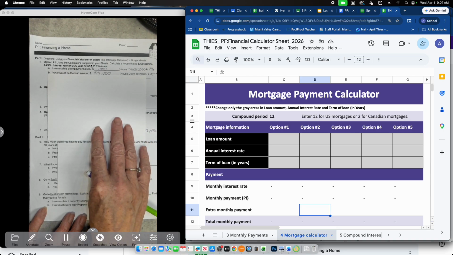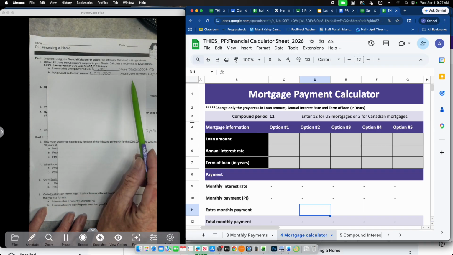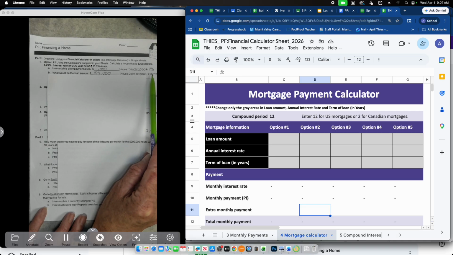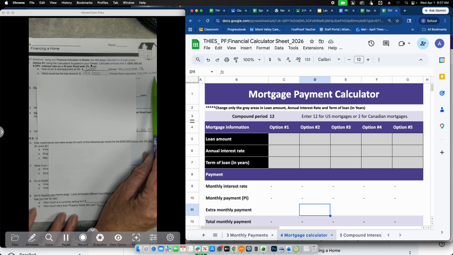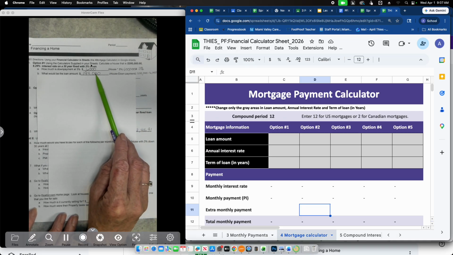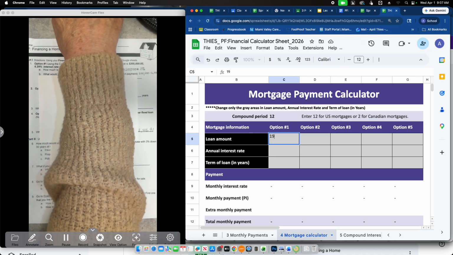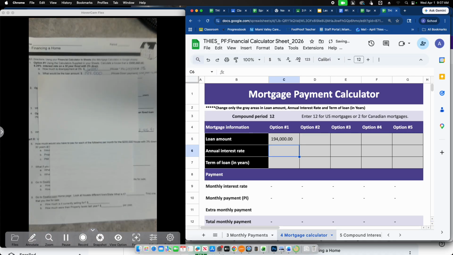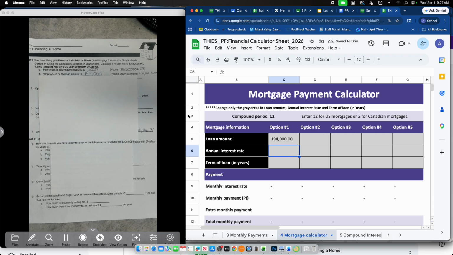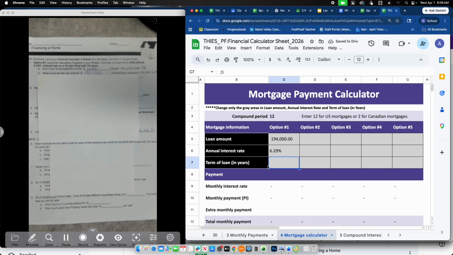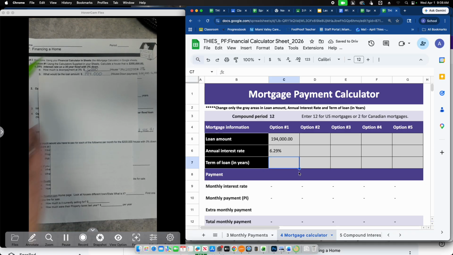Next thing we're going to do is find out how much our loan is going to be. Again, I give you the formula: house minus the down payment. That is 200,000 minus 6,000, which gives us 194,000. So over here in my mortgage payment calculator, we are going to put $194,000. Our annual interest rate, according to our worksheet, is going to be 6.29. And the term of the loan is going to be 30 years.